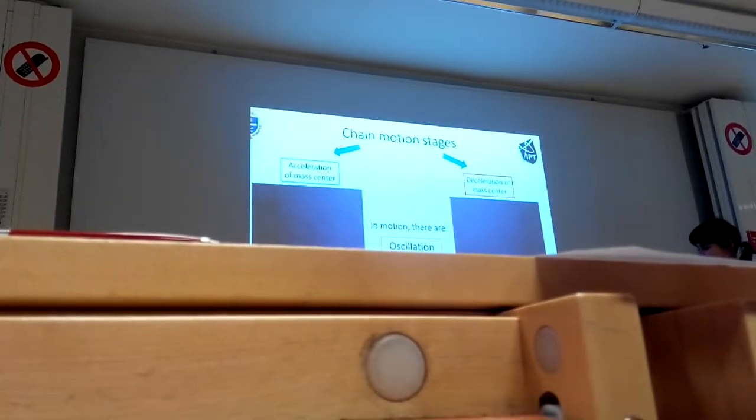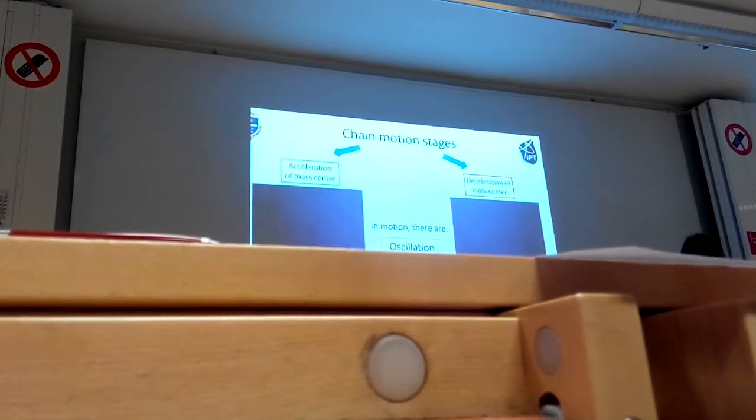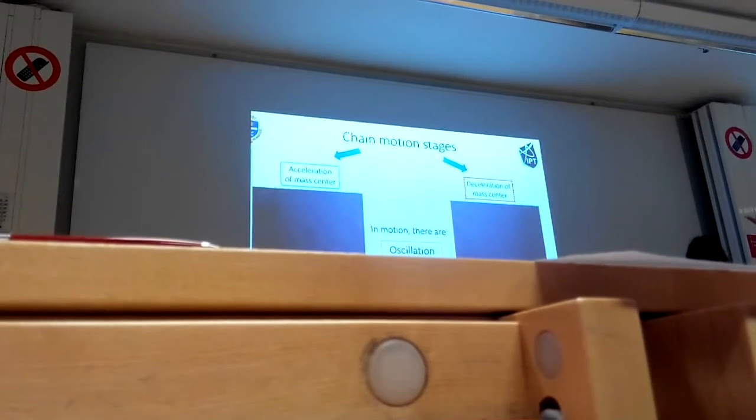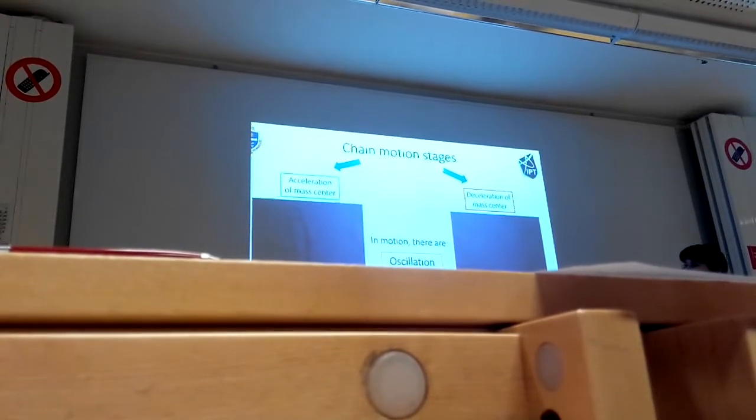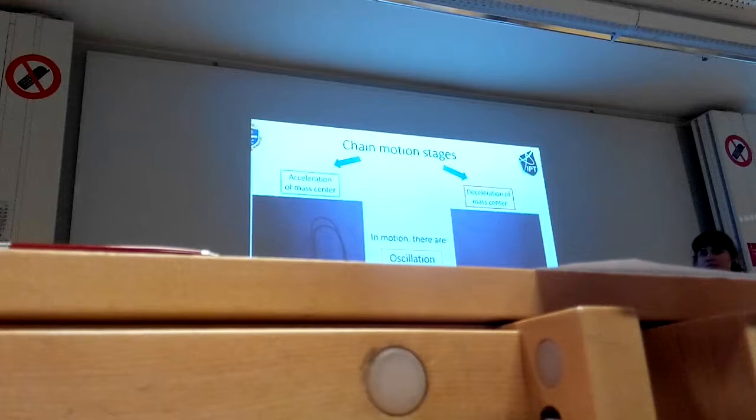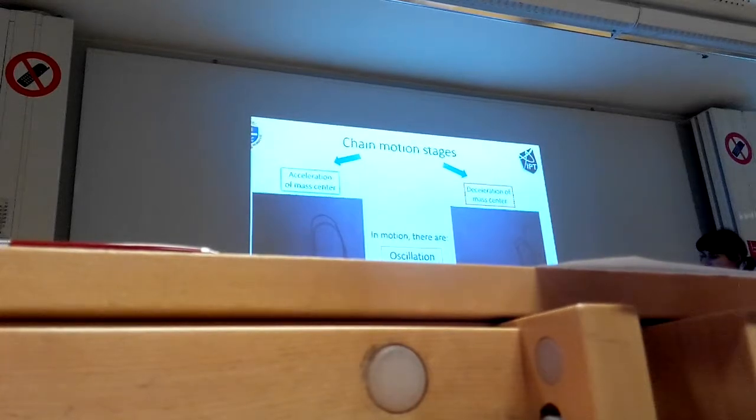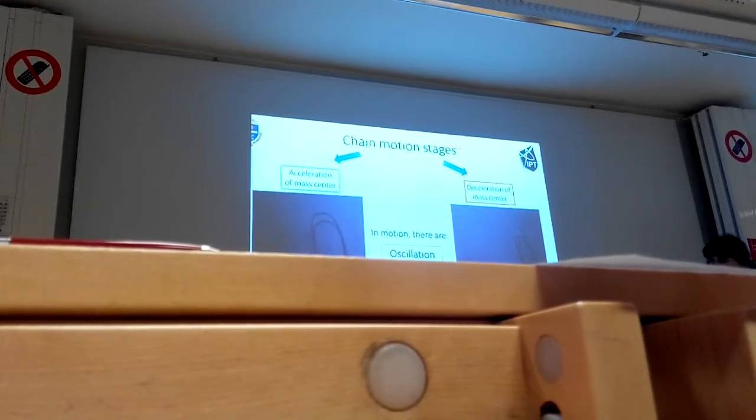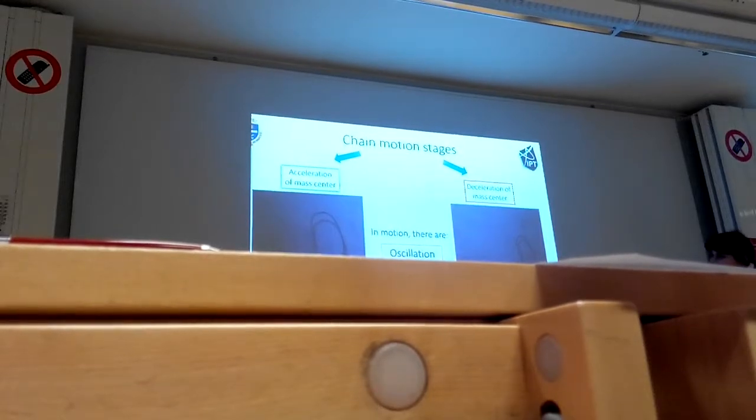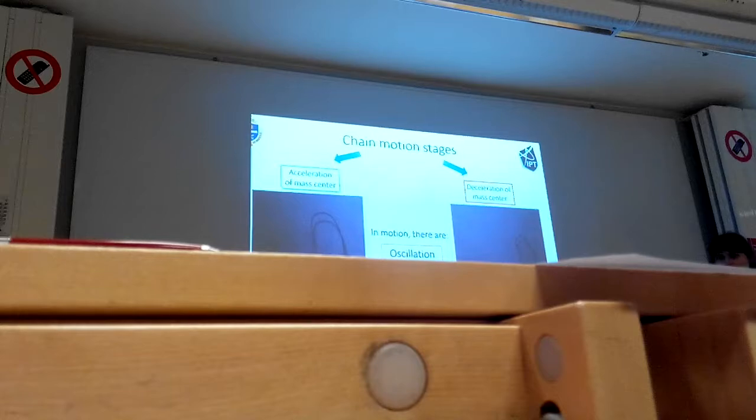Okay, we can divide the chain motion into two stages, acceleration and deceleration of the mass center. And as we can see, there are oscillations during the chain motion, and sometimes we can observe a jump.